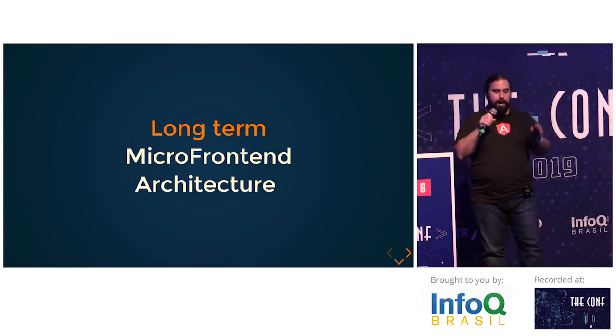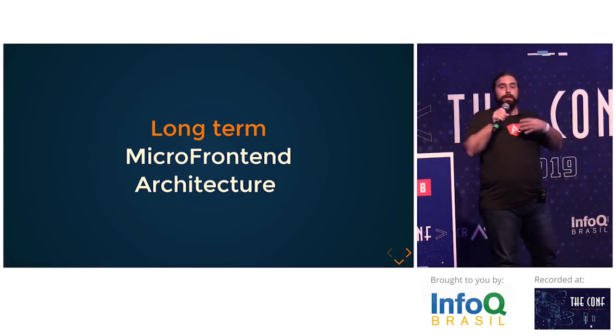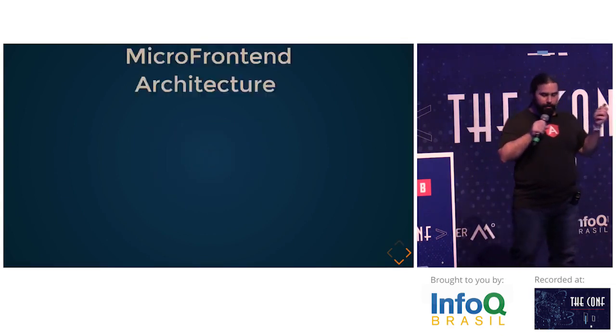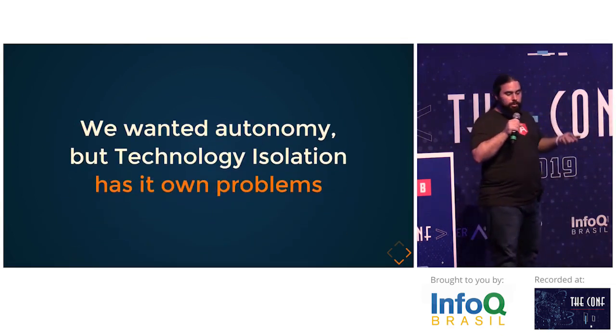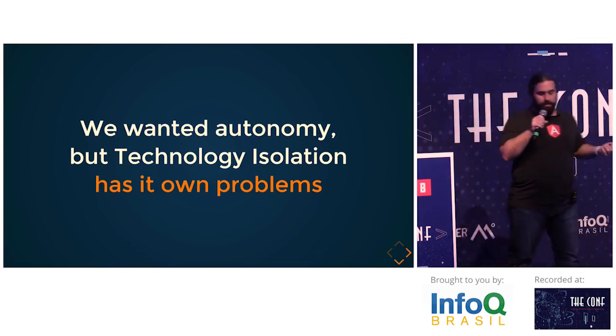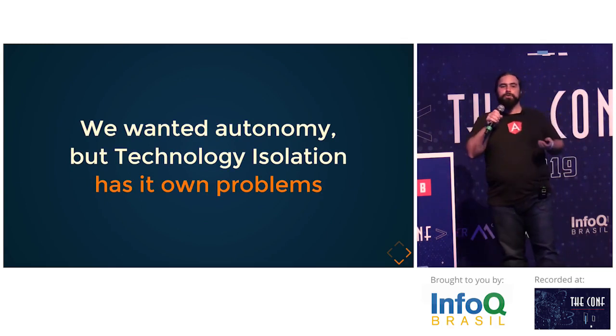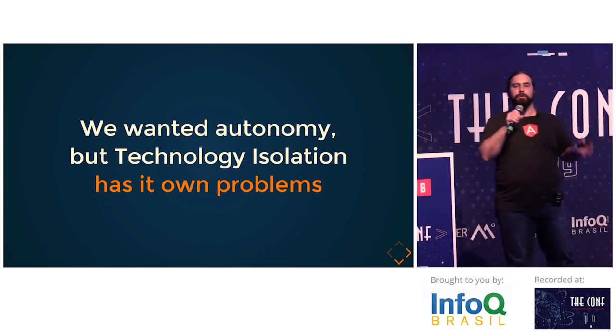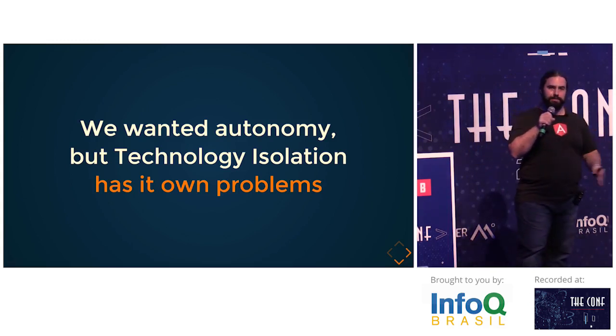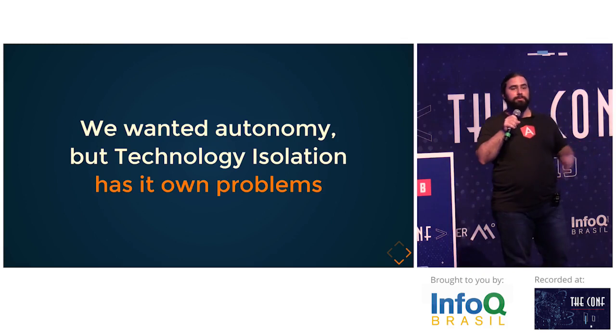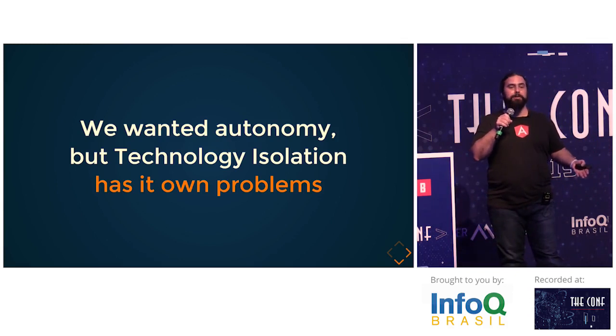So what's the future for our microfrontend architecture? Because we like the core idea of microfrontends. It's very good. We wanted autonomy, we really care about that. But technology isolation has its own problems. If all the microfrontends have their own version of Angular and their own version of all the dependencies, and for example, we want to update the version of Angular or some dependency that has a critical bug that can cause a security issue in the application, how can we do that massively? How can we scale that to update all the microfrontends that you wrote? It's a very important thing for us in the long run.